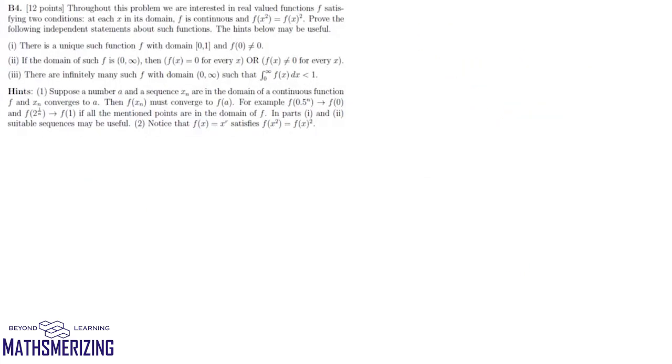Now we'll come to its third part, which says there are infinitely many functions f with domain from 0 to infinity such that this integral from 0 to infinity f(x) dx is less than 1. Now in the hint it says this function f(x) equals x to the power r, it satisfies this condition f(x²) equals f(x) whole squared. So we'll take this function as x to the power r.